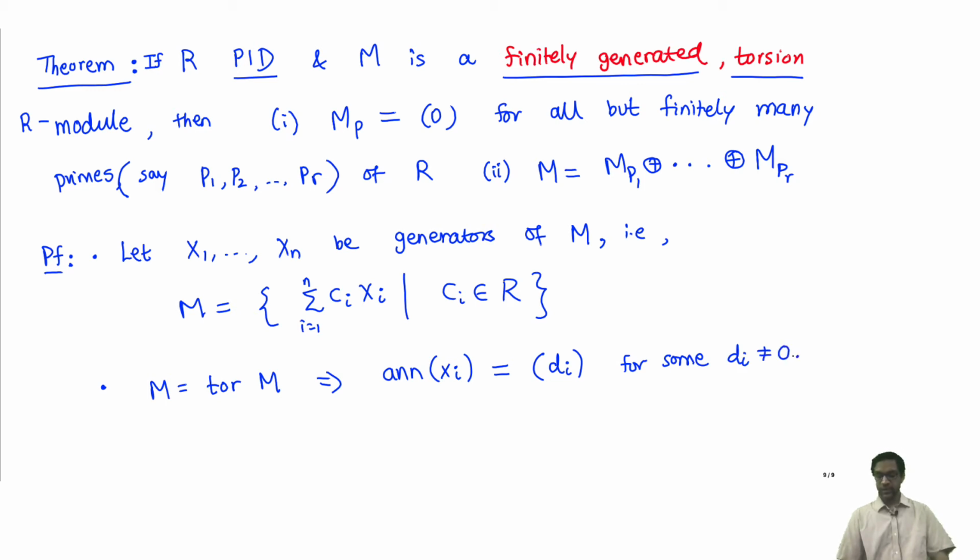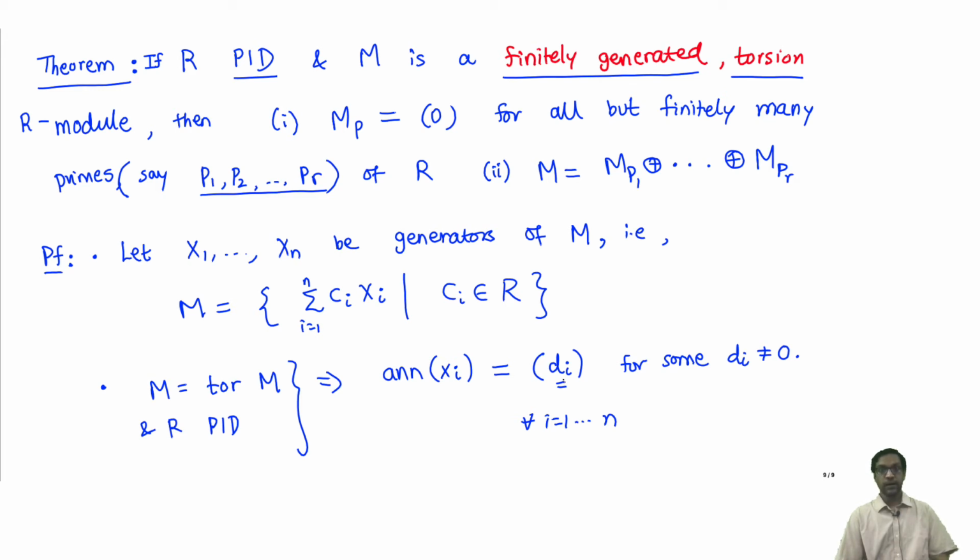Okay, so I've used the fact that M is torsion and R is a PID. So both assumptions have been used in this step. And this is for all i, for all i equals 1 to n. Now where are we going to manufacture these primes from? What are those finitely many primes? They are going to come from the di's. So look at the di's.